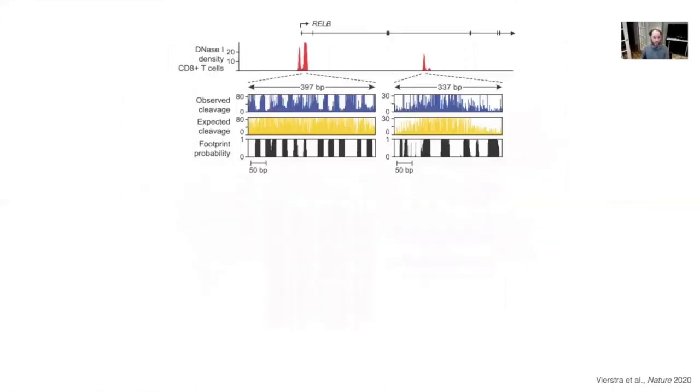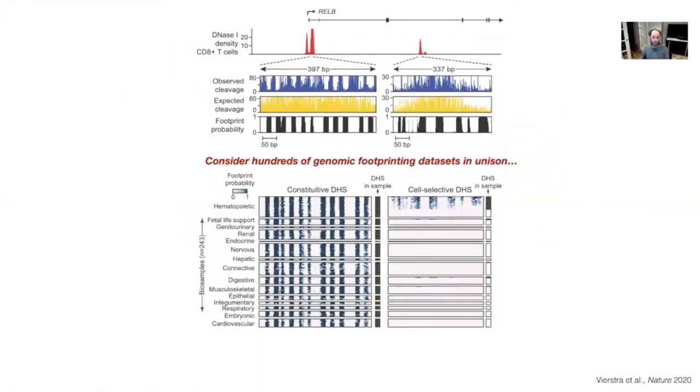So to do this, we implemented an empirical-based framework that estimates the posterior probability that a given nucleotide is footprinted. We did this by incorporating a prior on the presence of a footprint and a likelihood model of cleavage at both occupied and unoccupied sites.